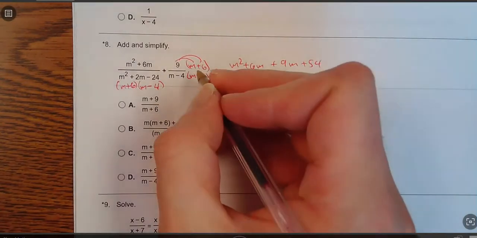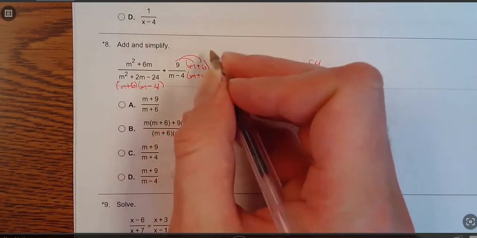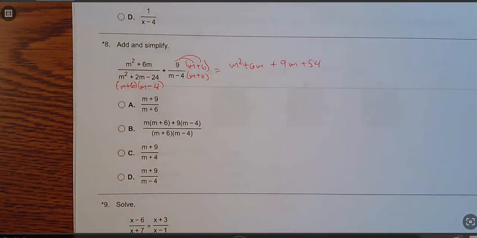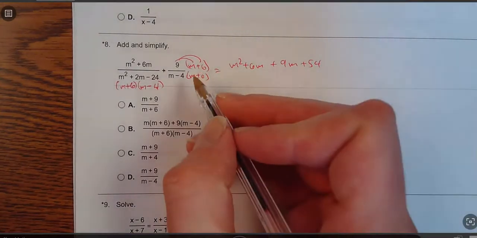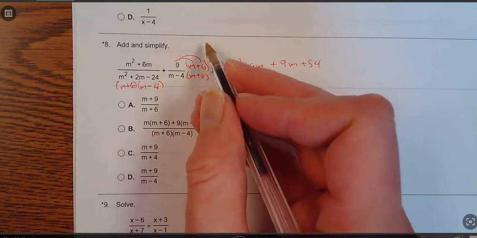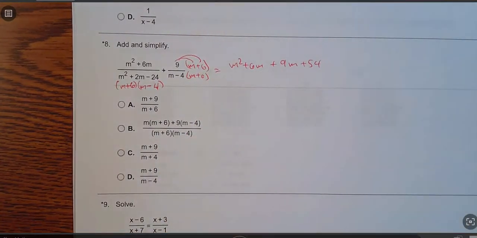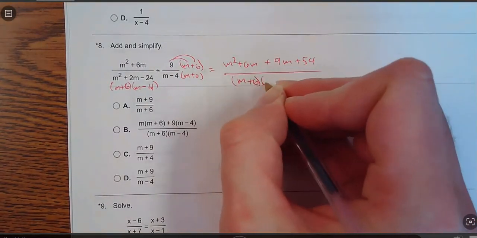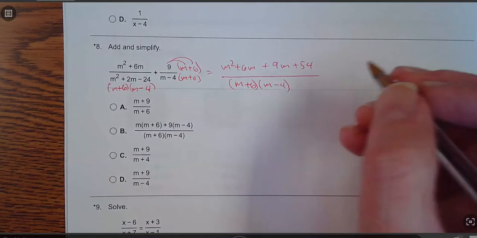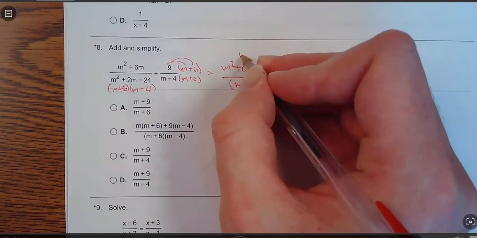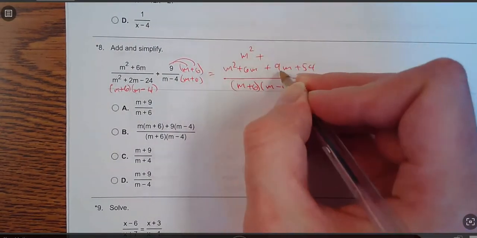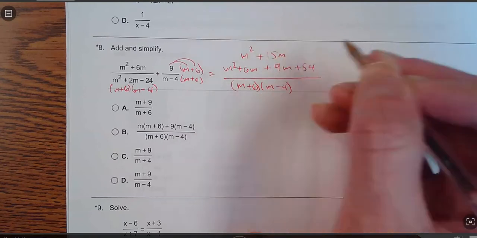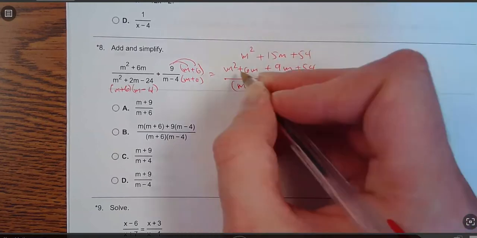Some students here, they'll multiply by this, and before they add, they cancel. You do not want to cancel until after you've added. Okay. Because you multiply by this to make them the same denominator. If you then cancel, you just undid your first step, and there was no point in ever doing that. So be careful with that. Now, bottom I got m plus 6, m minus 4. This here simplifies, so m squared plus 15m plus 54.